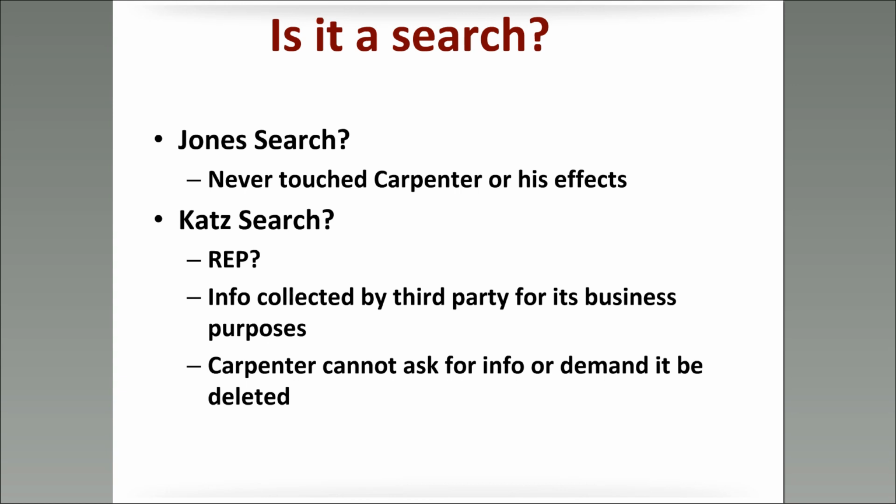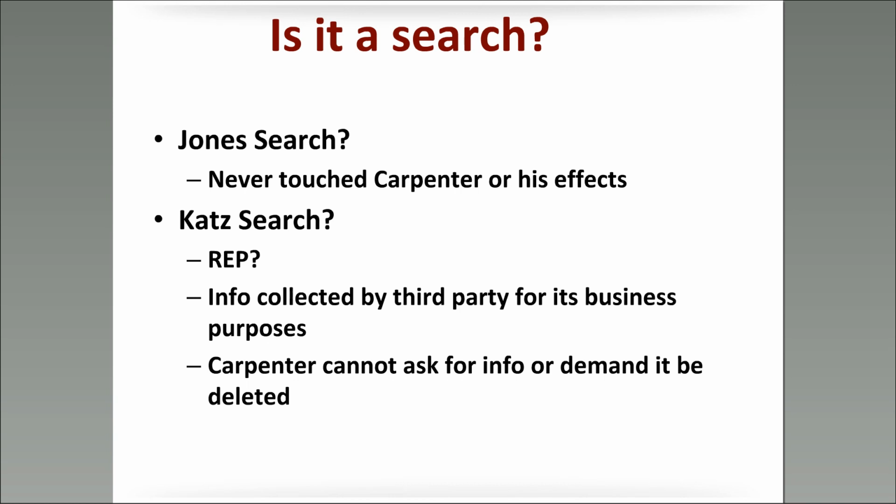And the court said in the Jones case that it is a search if the government physically touches a person, house, paper, or effect of an individual in order to gather information. And for Jones, when they slapped the tracking device on Jones's car, that was a search. But in Carpenter's case, the government didn't slap any tracking device on Carpenter or his phone. They didn't install any device because they weren't tracking him, because the phone company was tracking him, right?